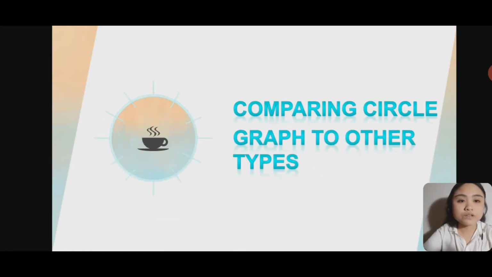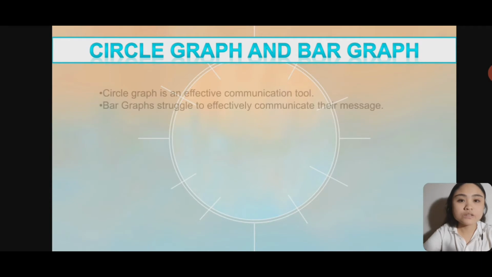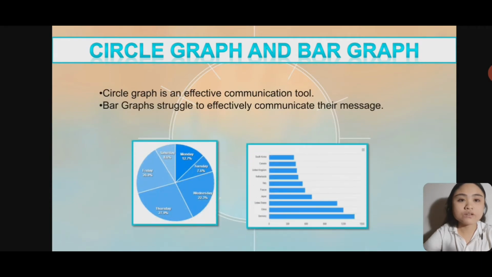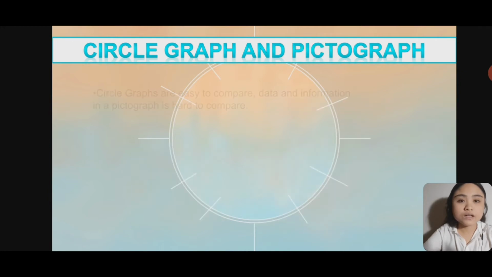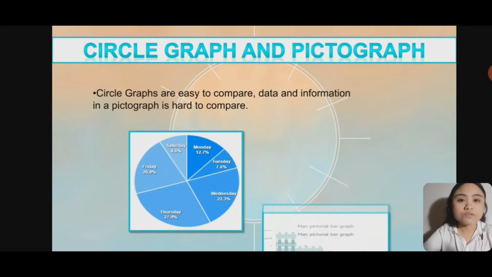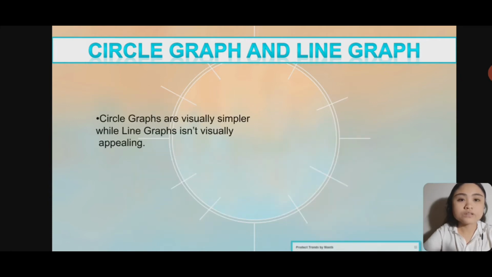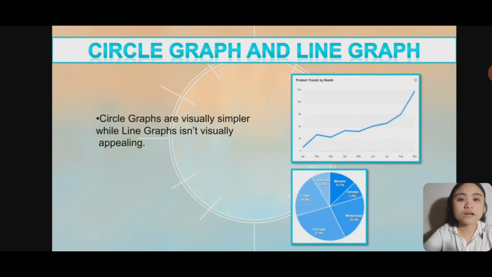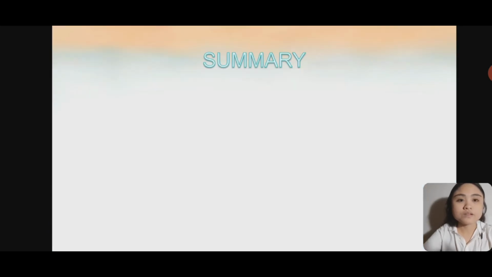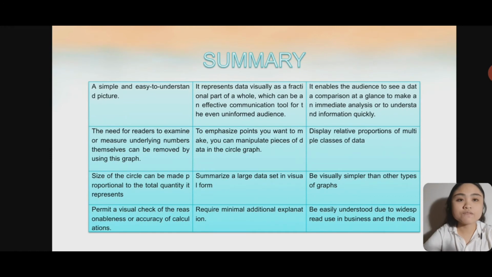Comparing circle graph to other types. Unlike circle graph, bar graphs struggle to effectively communicate their message with wide ranges of data, and unlike circle graph, data and information in a pictograph is hard to compare, and circle graphs are visually simpler while line graph isn't visually appealing with wide ranges of data. So here is the summary of the main advantages of a circle graph.